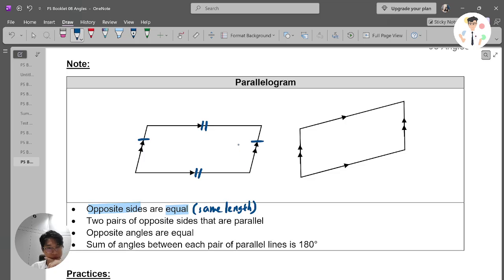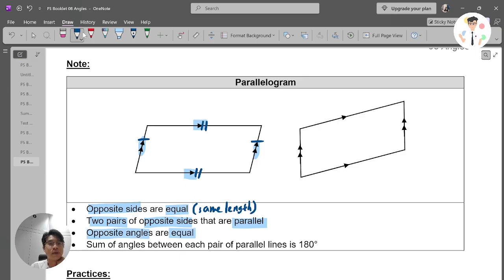Okay? And because of that, here continues to remind you that two pairs of opposite sides, they are actually parallel. Okay? Two pairs of opposite sides, they are parallel. Means that, as you can see here, this line and this line parallel. This line and this line, they are parallel. Okay? And it works the same way for this. Okay? Next one. The opposite angles are equal.